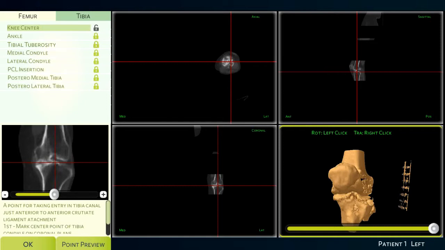This landmark is used to define the knee center, which is the center of the tibial condyles. It helps to define the mechanical axis of the tibia. It is selected as the midpoint of the two tibial condyles, and it is the point for taking the entry in the tibial canal just anterior to the anterior cruciate ligament insertion. The ratio in the sagittal slice is normally 1:4 from the anterior side.